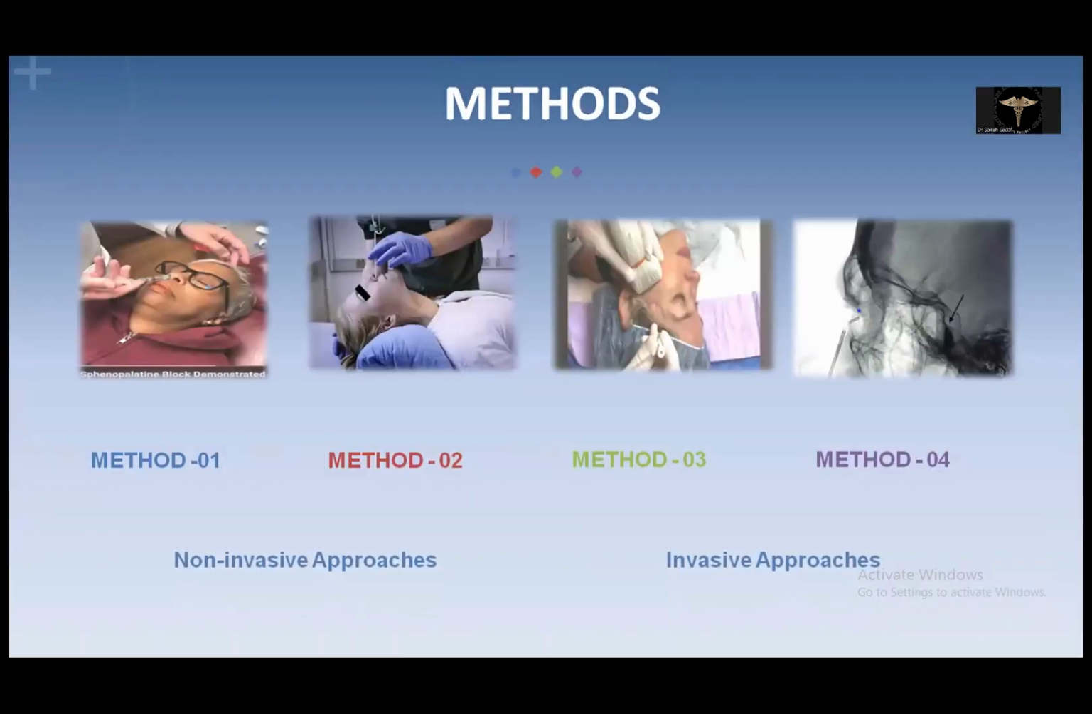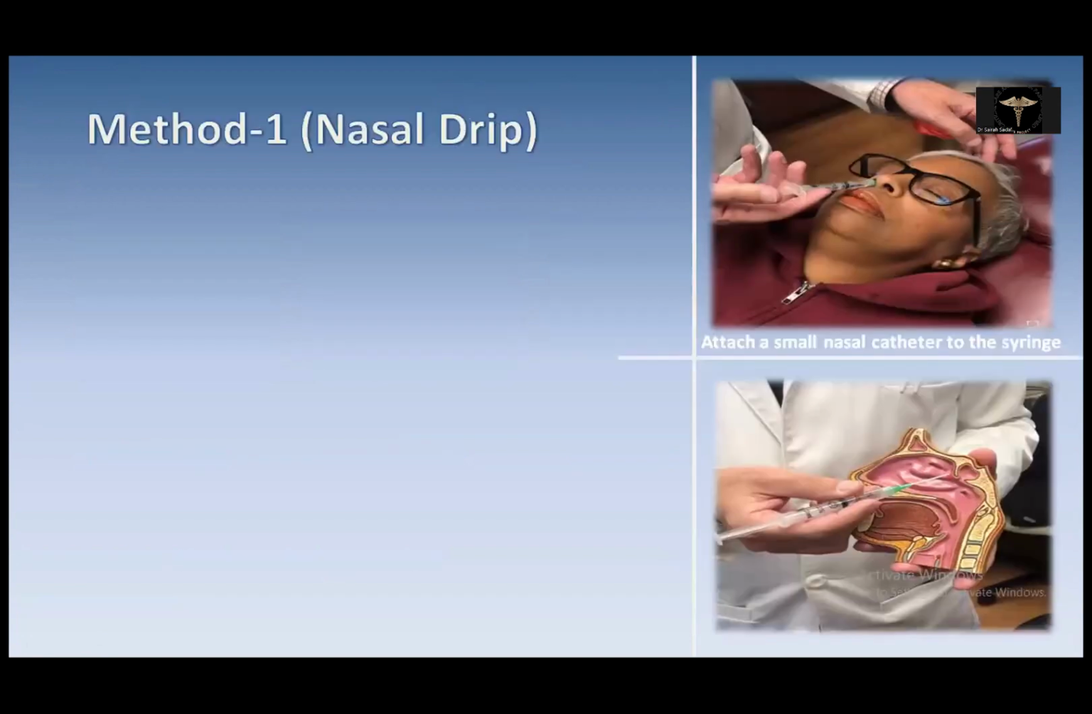Now there are different methods to perform the SPG block, non-invasive and invasive. The first two are non-invasive, and the third and fourth methods are invasive approaches. You can also name them as topical approach or intranasal approach, while the third one is ultrasound guided and the fourth one is fluoroscopic guided approach. In this lecture, I will discuss and demonstrate method 1 and method 2 for you all because of the ease of performance and convenience. Now first, this is method 1, with very self-explanatory pictures.